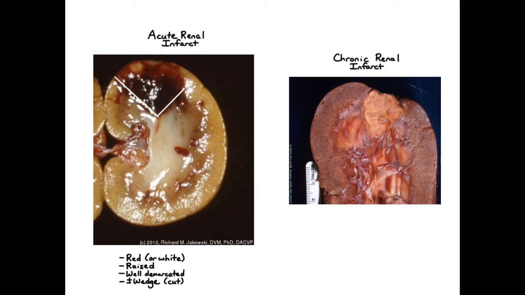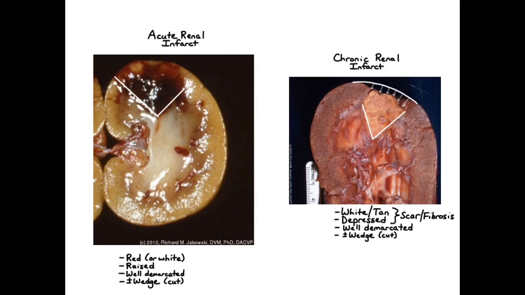The chronic infarct has had time to undergo scarring, so chronic infarcts look white or tan, and they are also depressed because the scar has had time to contract and fibrose. These infarcts will also be well demarcated and have a wedge shape depending on the cut section.